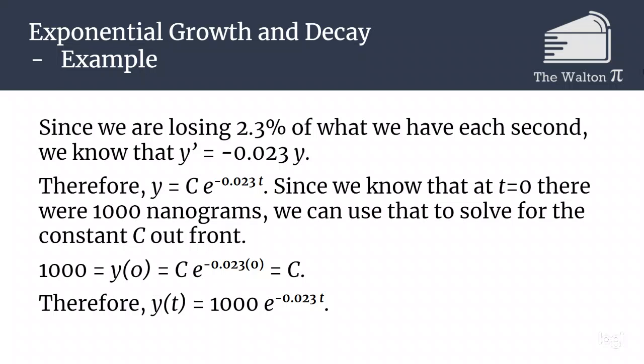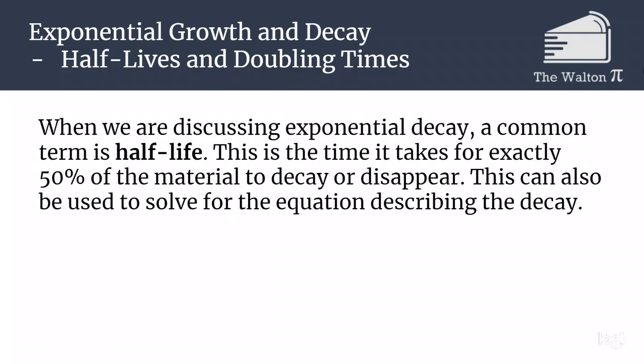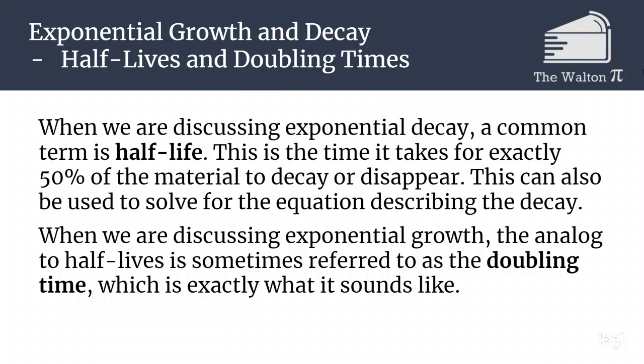Some other things that come up when we are dealing with exponential growth and decay problems are what's called half-lives. If we are discussing exponential decay, a half-life is the time it takes for exactly 50% of the material to decay or disappear. If we know the half-life, we could use that to find the equation describing the decay as well. If we're discussing exponential growth, the analog to half-lives is called the doubling time, which is how long it takes for something to double.